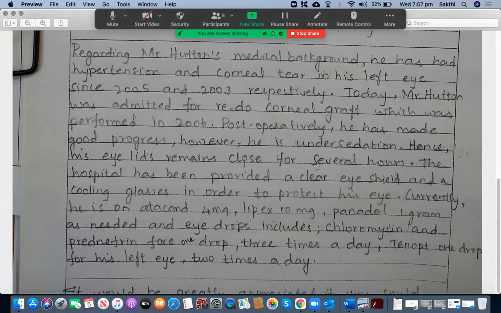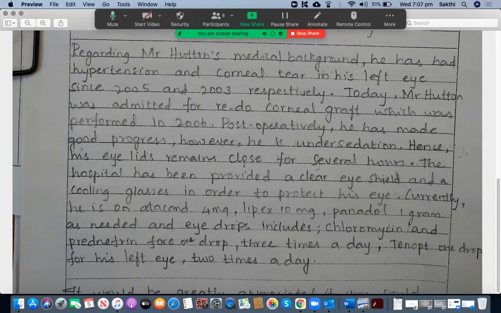Okay, you don't need to put this semicolon. Okay, eye drops including this one. Okay, add 1 drop. Okay, 3 times a day. There is 1 drop for his left eye 2 times a day. All right, good. Everything else is all right.